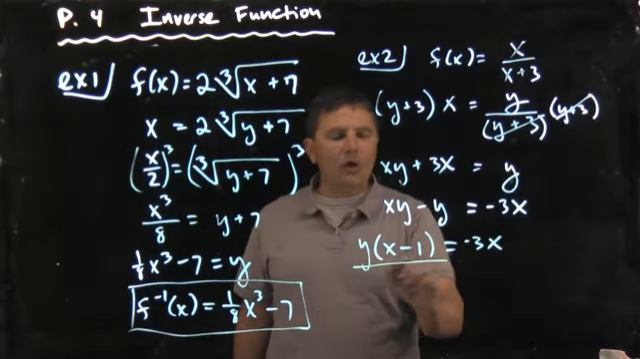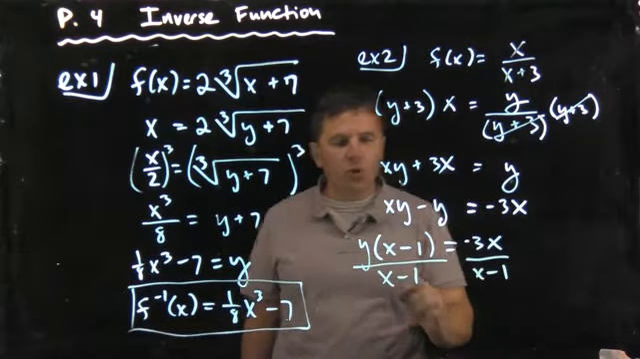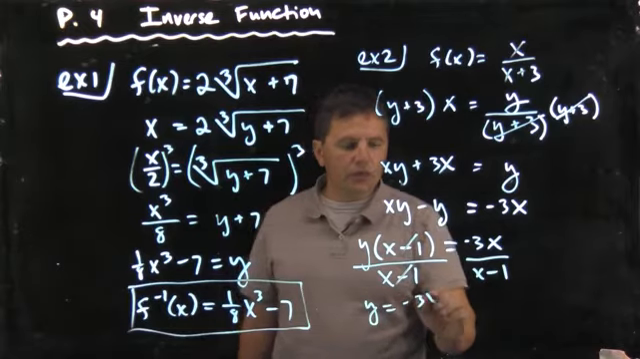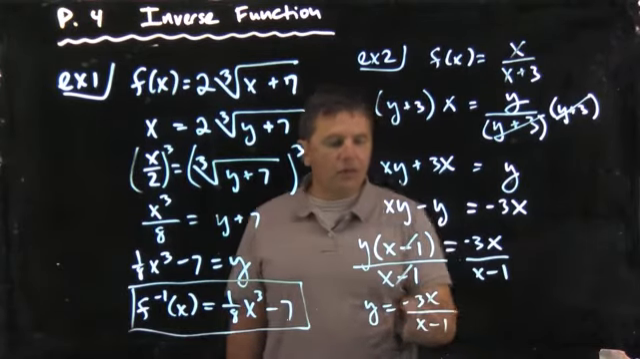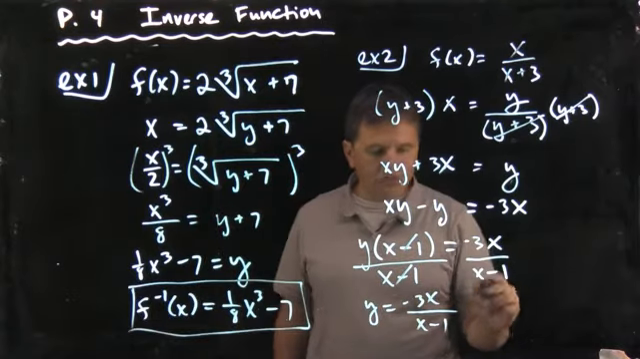Okay, now I'm in business. I'm going to divide both sides by x minus 1. So I get y is equal to, this cancels, negative 3x over x minus 1. By the way, that negative, you can leave it in the numerator. You can also bring it out front. It makes absolutely no difference to me.